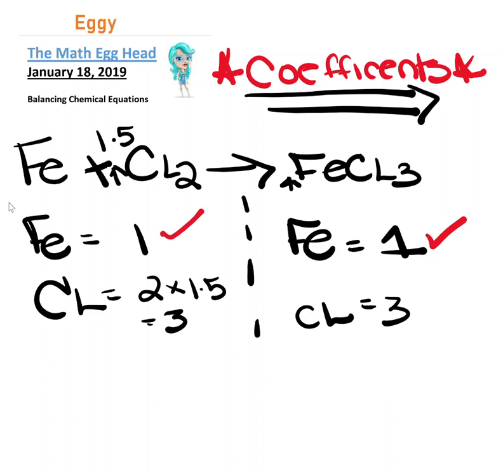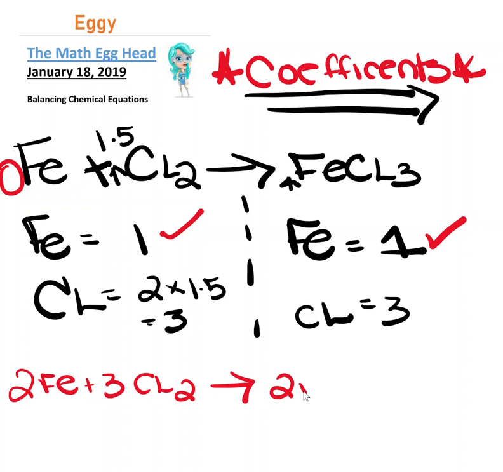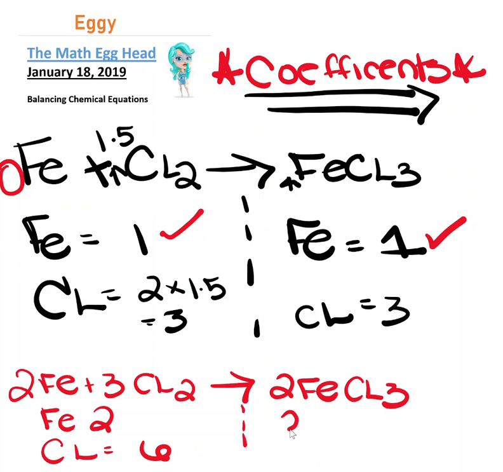So then again, remember, we didn't see a coefficient originally, so we always assume that the coefficient is 1. So every coefficient times 2. So it would be 2 iron, 3 chlorine. The subscripts never change. 2 iron and the chlorine and the subscript. And then here you would have 2 iron, 6 chlorine, 2 iron, 6 chlorine.